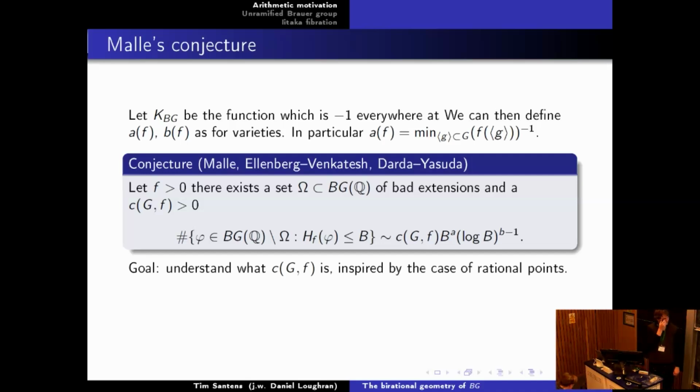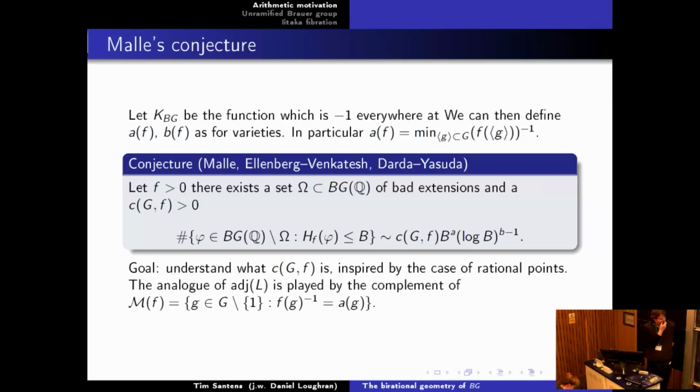So the goal of the project Dan and I started is to understand what the leading constant is, inspired by the case of rational points. In the rational point case we had an influence of the Brauer group and the Atiyah fibration. So we want to find out what the analog of this is in this case.